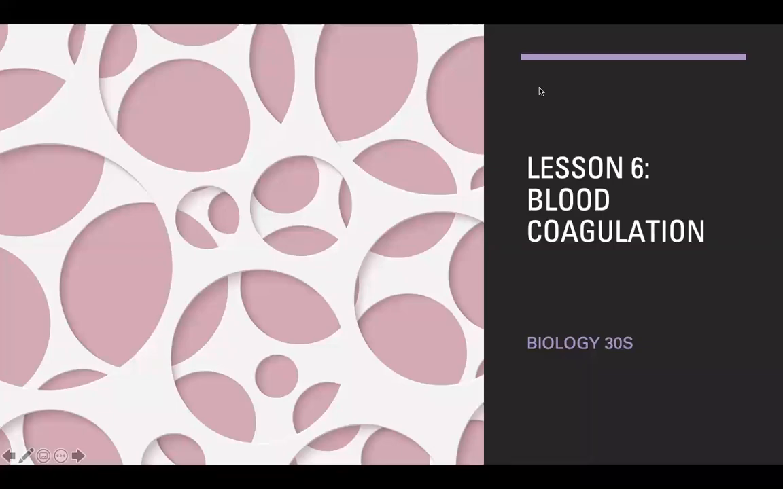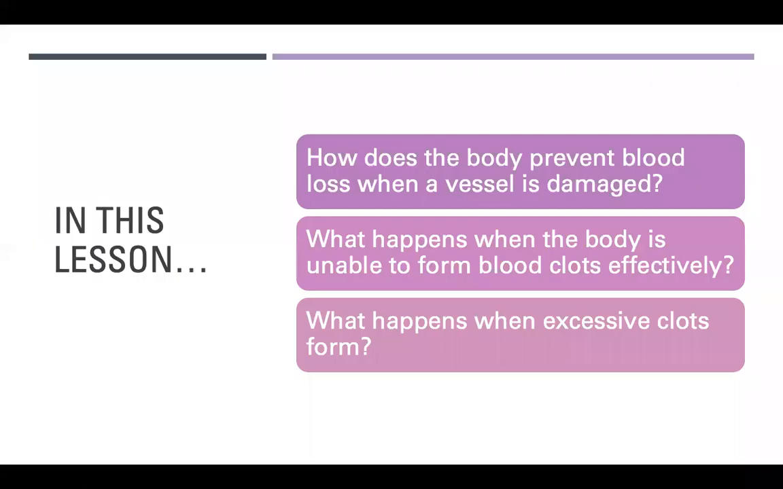All right, grade 11s, thanks for joining me for lesson 6 on blood coagulation. In this lesson, we'll be talking about how the body prevents blood loss when a vessel is damaged, what happens when the body is unable to form blood clots effectively, and then what happens when our bodies form too many clots.